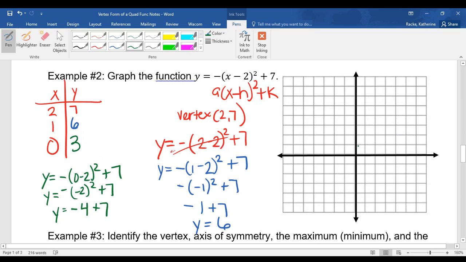I'll plot these points. Let's plot our vertex first. Let's plot the point 1, 6. And I know it's going to be reflecting across the axis of symmetry, which will be right where the vertex is. And then I have the point 0, 3. So 0, 1, 2, 3, reflecting on the same.